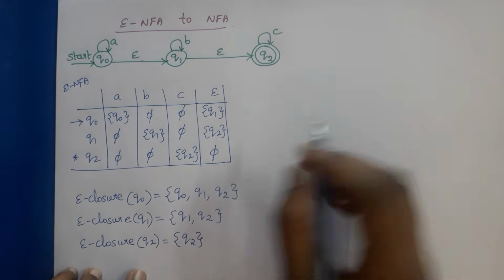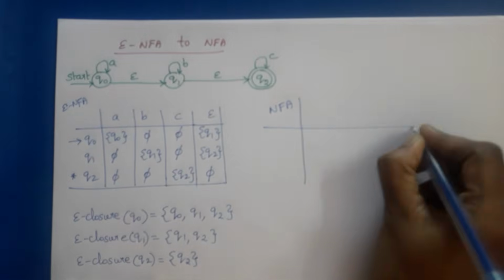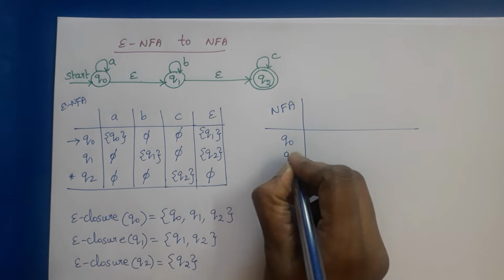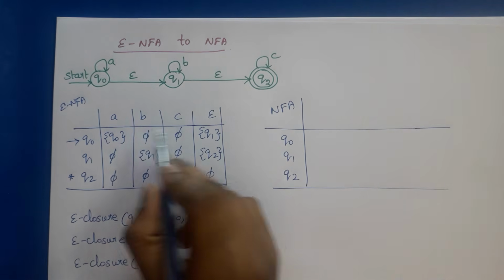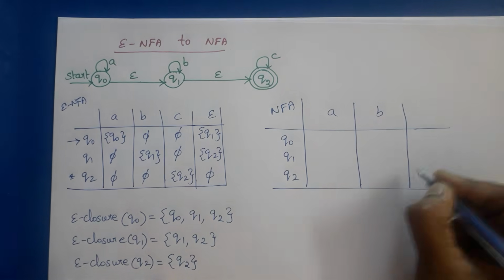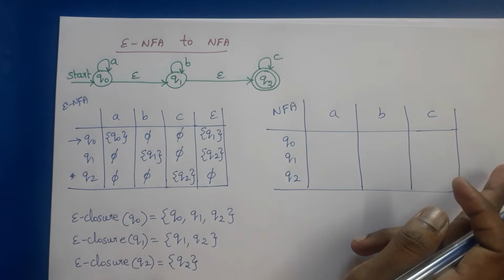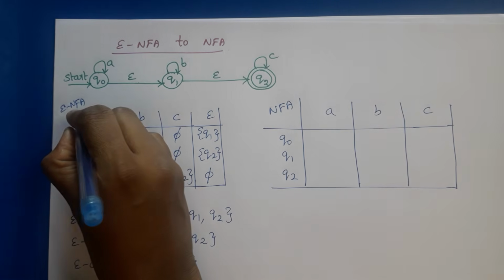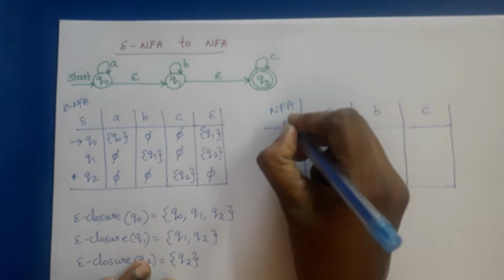Now we have to find the NFA table. So the states are Q0, Q1, Q2. The input columns represent input symbols, so A, B and C alone, because this is a normal NFA, it won't have an epsilon transition. Okay, so from the epsilon NFA, we are going to construct the NFA. So assume that this is delta and this one is delta dash.